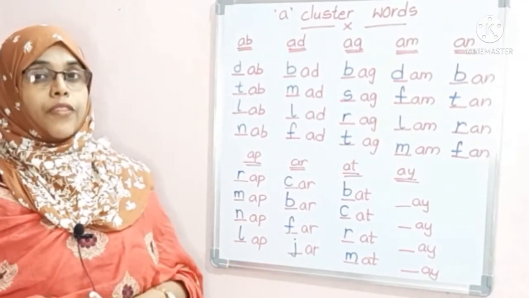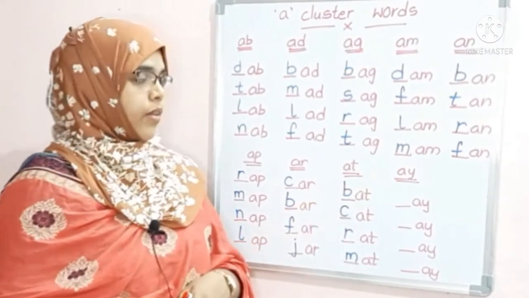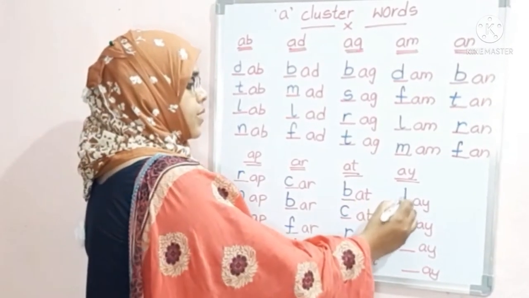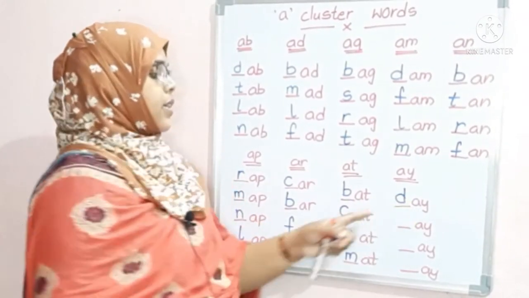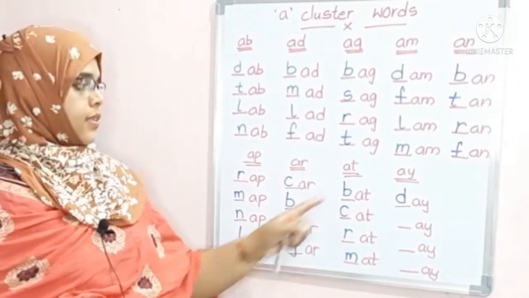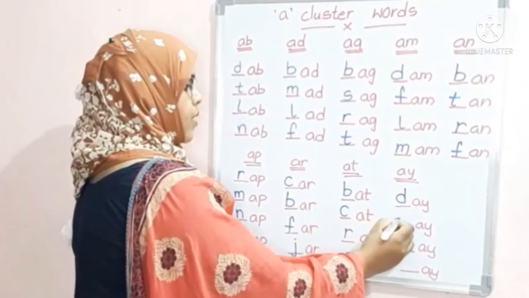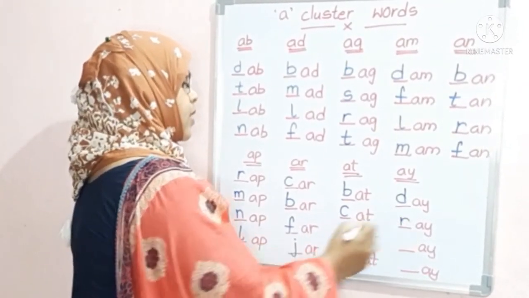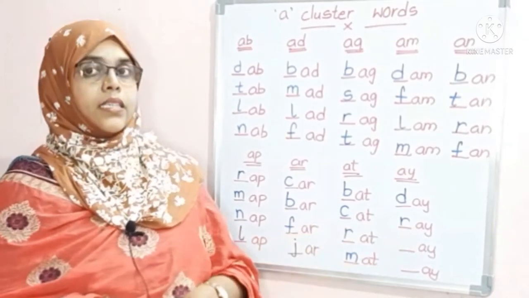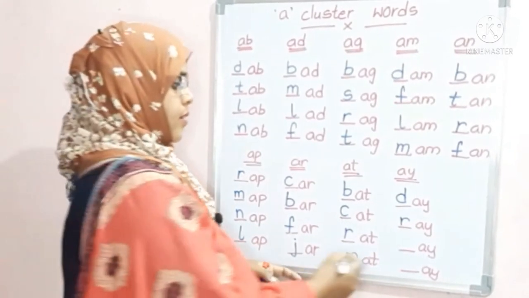What is the sound of AY? A. The sound of AY will be A. Now if I am writing letter D here, the sound of D is D. AY will be A. D A will become day. The sound of R is R. AY is A. R A will be ray.